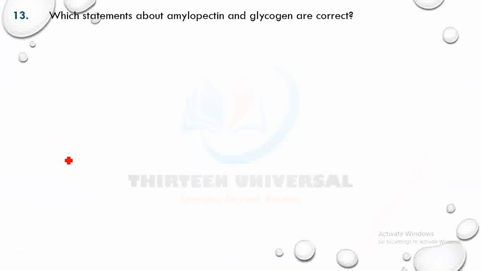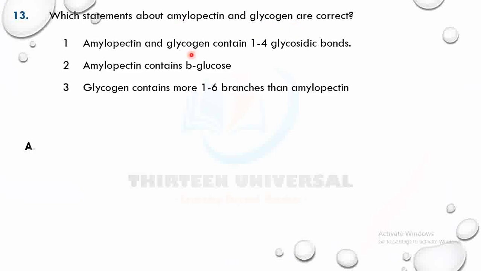All right, which statements about amylopectin and glycogen are correct? Okay, these are the statements, guys. So pause the video and tell me the answer, and I'll send you a pack of chocolate. Amylopectin and glycogen contain 1,4-glycosidic bonds.